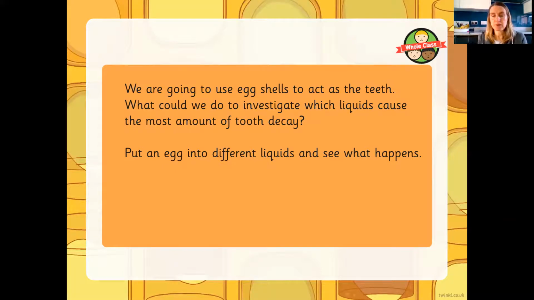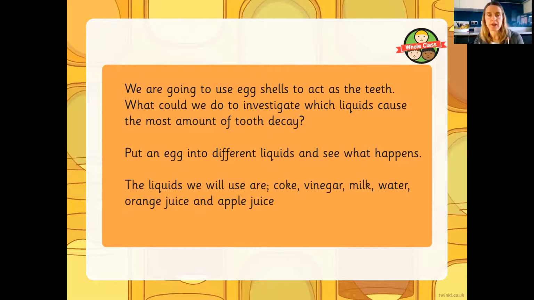What we're going to do is put a different liquid in each cup and put an egg in each cup, and then leave them for a while and see after a week or so how much damage has been done to each of the eggs, which is like our tooth, to see which liquid has caused the most tooth decay. Because you are going to be back in school next week, we're going to set the investigation up today. I will have it set up in school. And then when you come back into school next week, we will look at the results. So you don't need to worry about the results today. So that's the general thing of what we are going to do.